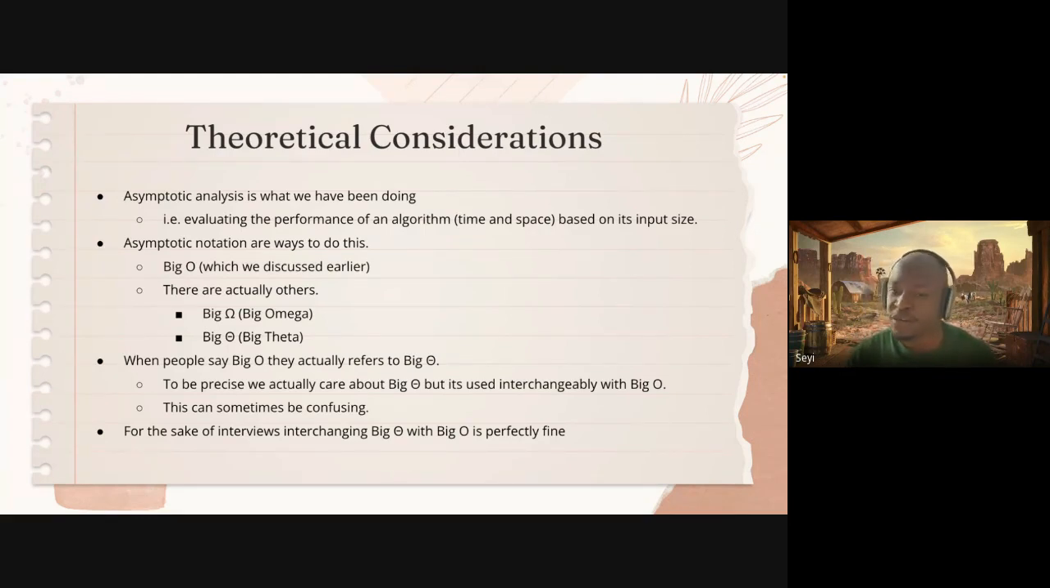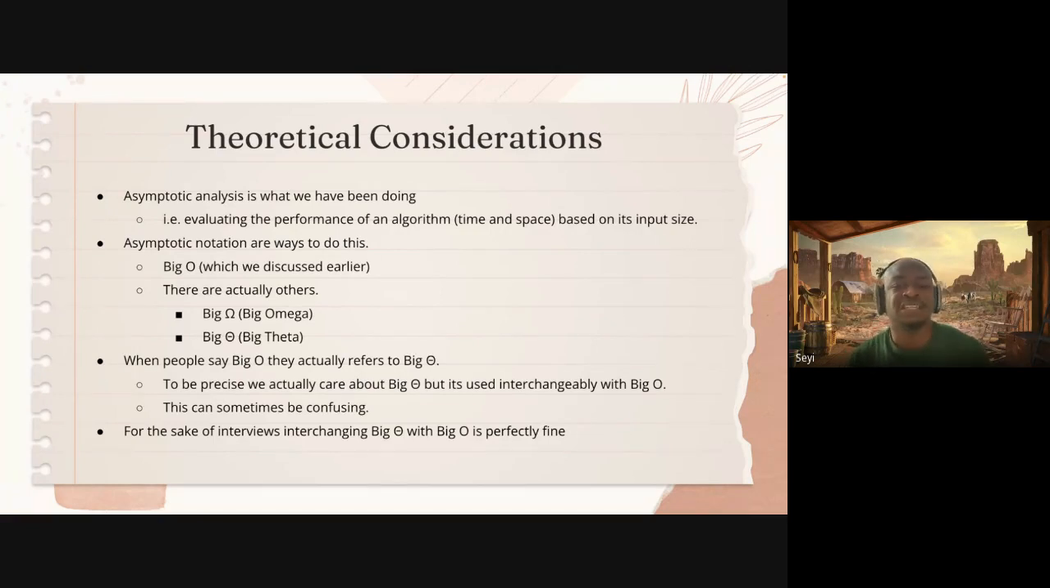Now, there's a lot of confusion here, where people think big O means worst case, big omega means best case, and big theta means average case. That is not really true, but it is what you read online a lot. The reality is, when people say big O, they actually mean big theta. I'll explain why as we go ahead, because what we care about is big theta.